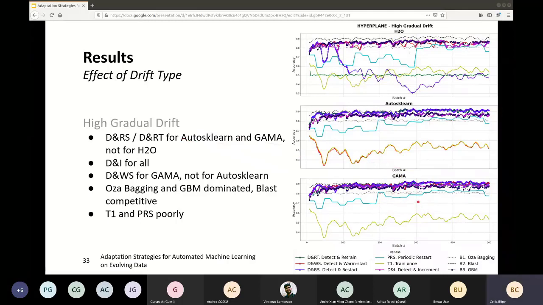If we look at BLAST, we can see that it's on par with the best performing AutoML strategies, not so much for HTO. It's better in the HTO case actually, but Bagging is dominated by most of the strategies in AutoML libraries. GBM does perform better, but still slightly worse than the best performing ones. Again, we see that train once is performing poorly, and periodic restart is also suboptimal, likely because the intervals of the retraining are not frequent enough, and it lags behind the gradual drift.